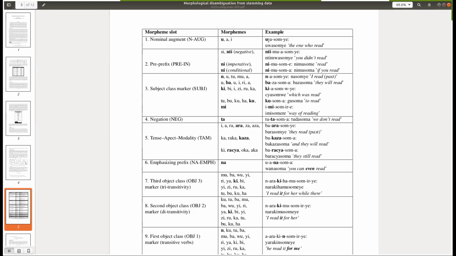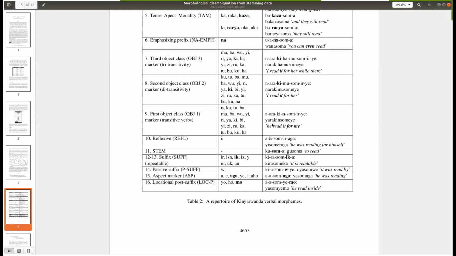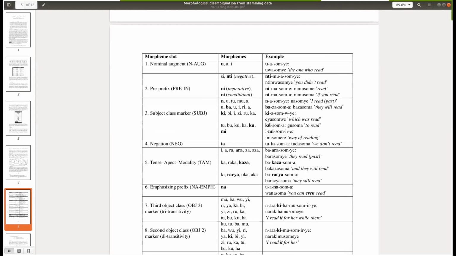So for example, here we're going to use a single word, gusoma. A single verb, gusoma, and we're going to see how all of these pieces of information come together. This is the analysis for wasomi. This u is an augment, a determinant that expresses a person. Then you have what we call prefixes.